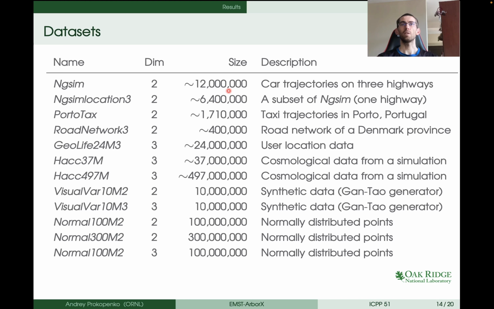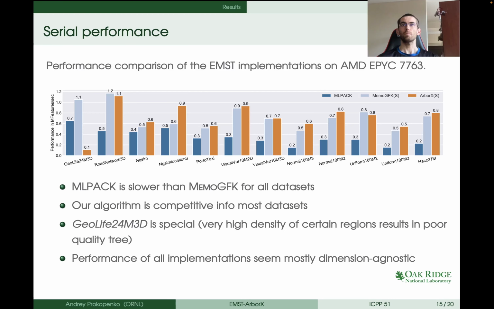As we can see, the sizes of all the datasets are large, with the road network being the smallest one at about 400K, and the cosmological dataset being the largest one at about 500 million points. We start by first examining the performance of our implementation to the existing libraries. Specifically, we compare against MLPack, which is a well-known library based on the dual tree approach. It is a serial library, so we only include it in this plot.